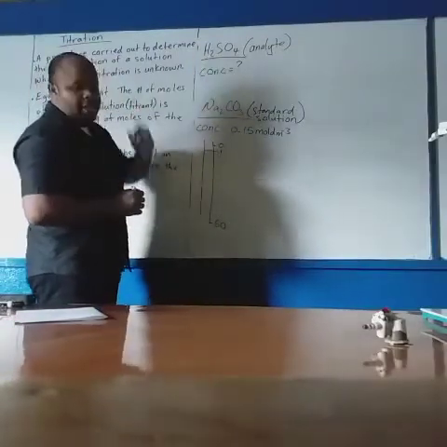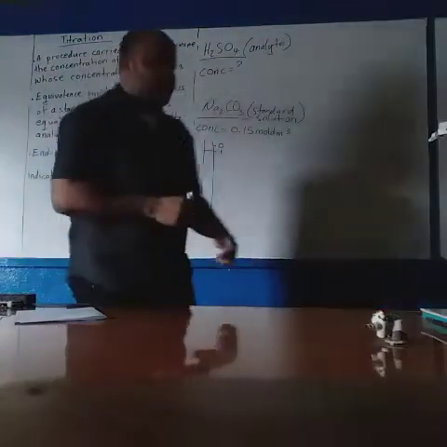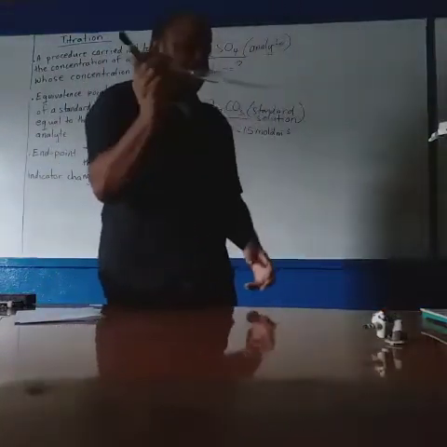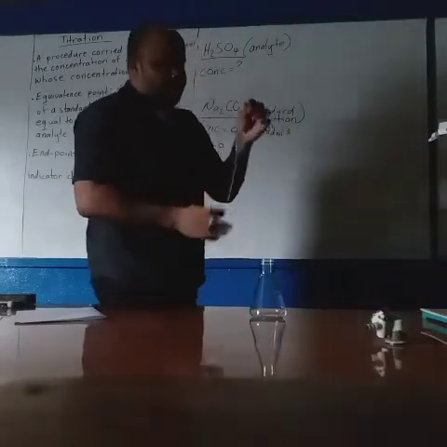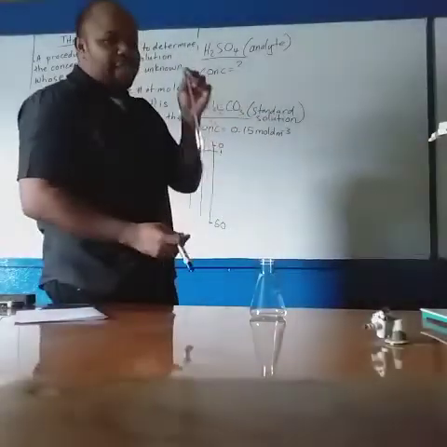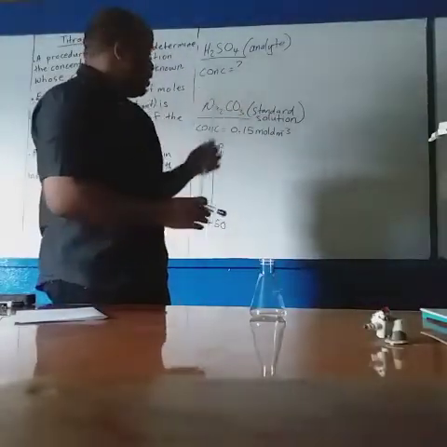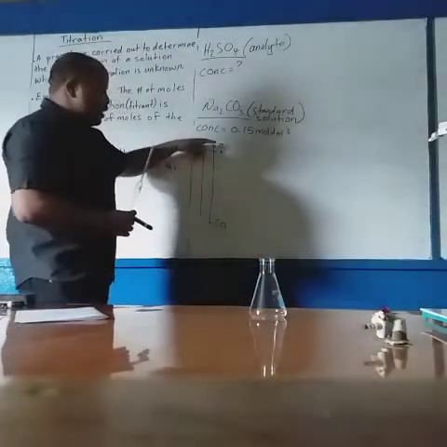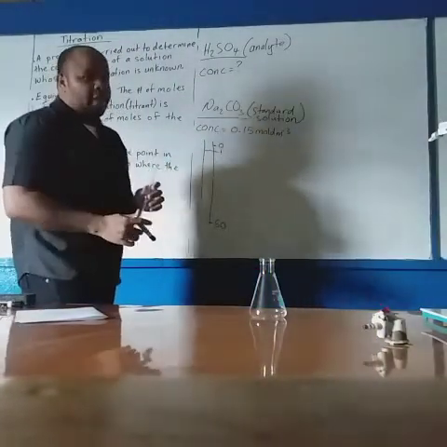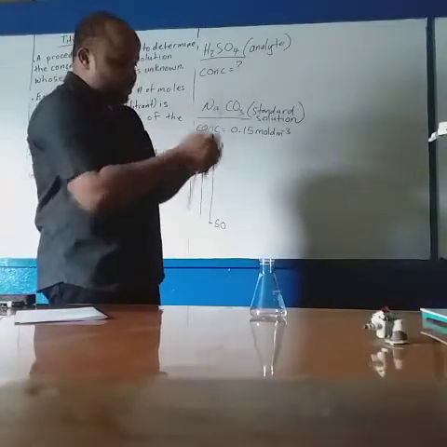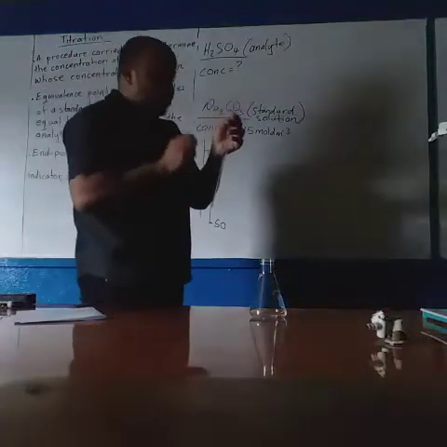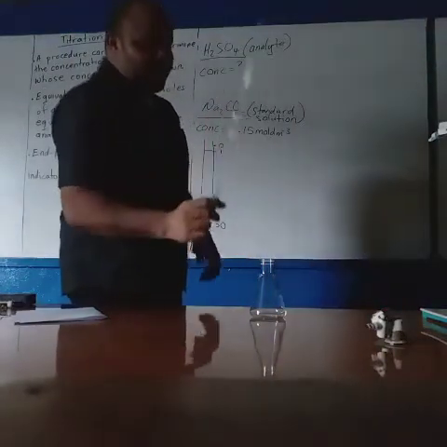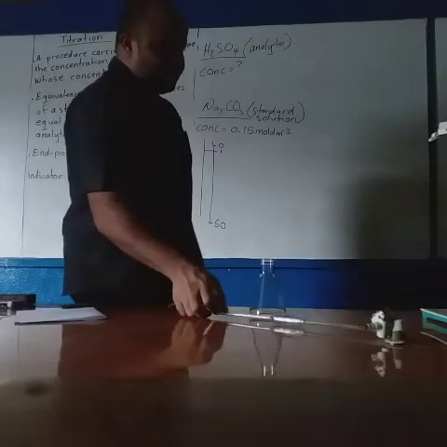The sulfuric acid is our analyte. Remember we said we are going to use our pipette and place the analyte in our conical flask. The pipette is very accurate and it delivers a specific volume. It's not like the burette that has numbers from 0 to 50. It just has one number and a mark on it. So this is a 25 ml pipette. It will only deliver 25 ml of any solution.